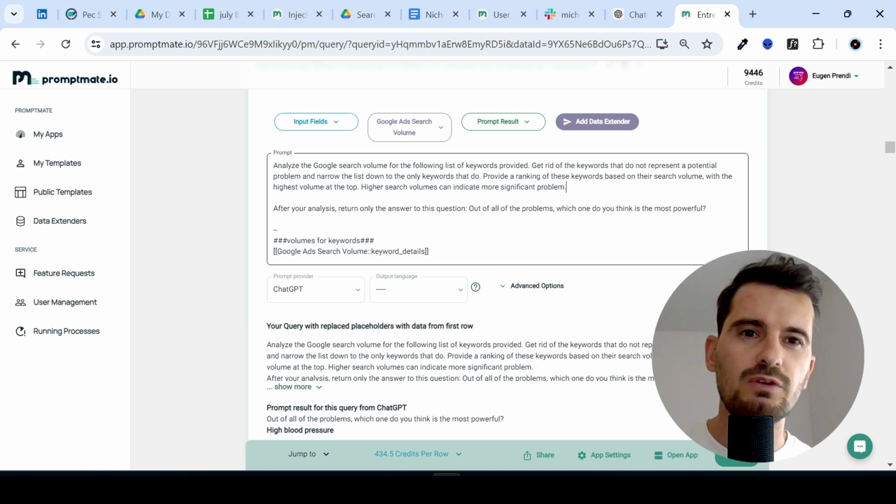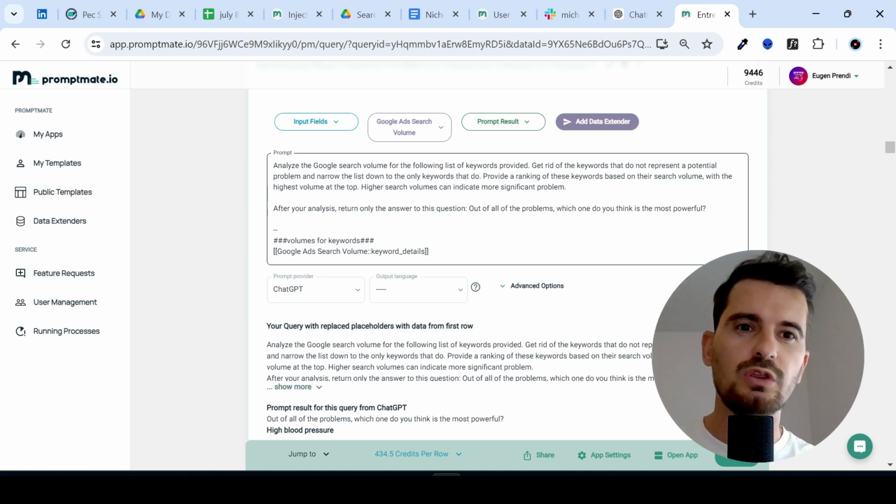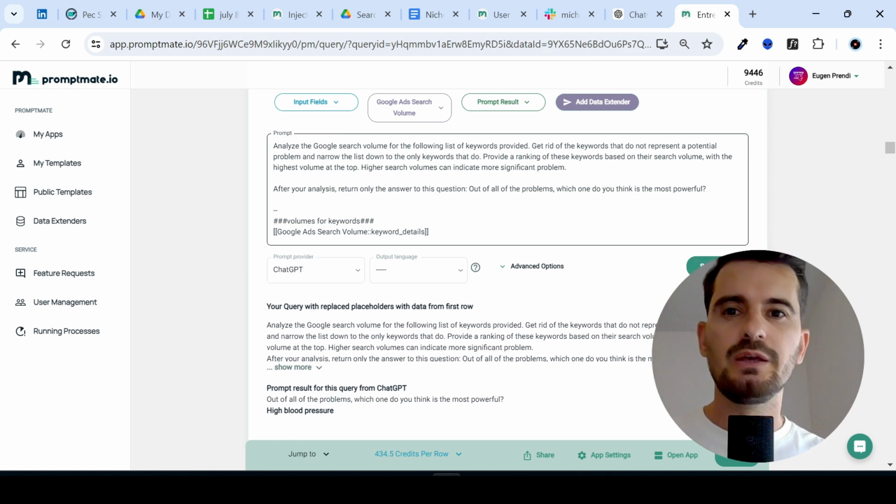Provide a ranking of these keywords based on their search volume with the highest volume at the top. Higher search volumes can indicate a more significant problem. After your analysis, return only the answer to this question: out of all of the problems, which one do you think is the most powerful?